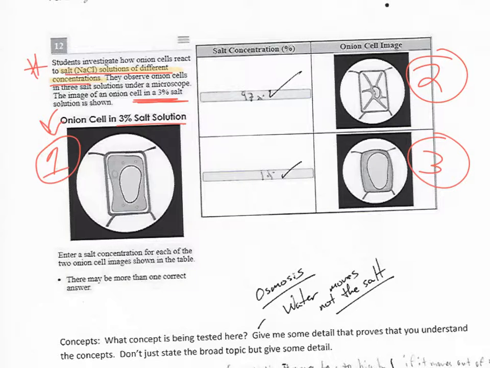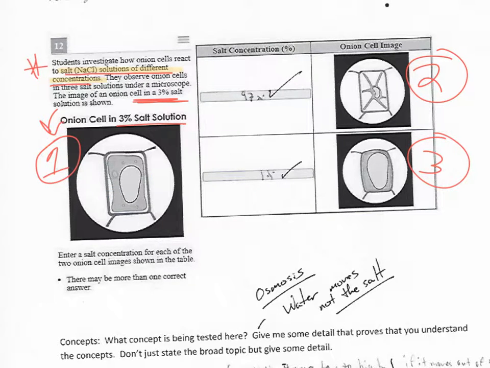Look at these three pictures. This is a cell, this is a cell, this is a cell. Let's assume for a second that you don't understand what this structure is, all this other stuff. What do you notice? Do you think this is swollen or shrunken? Swollen. Do you think this is swollen or shrunken? Shrunken. Do you think this is normal or shrunken or swollen? Normal, because it's in between these two, right?